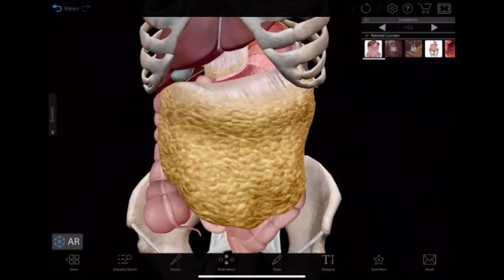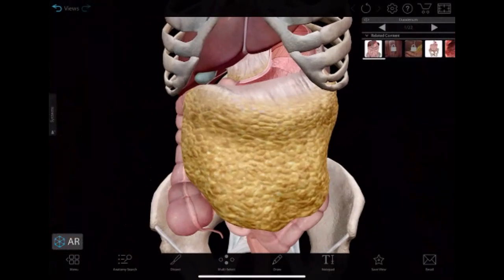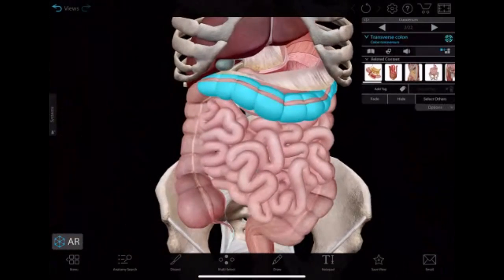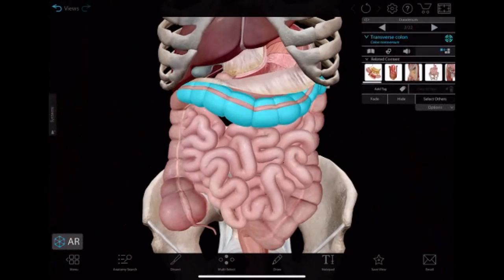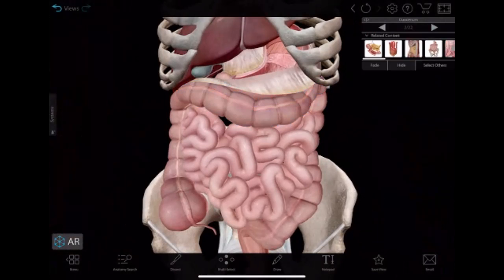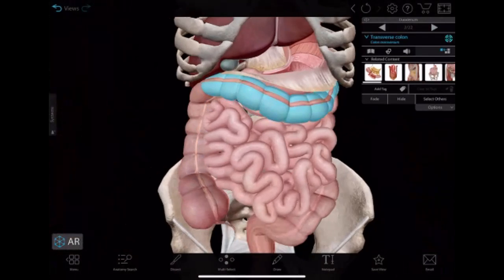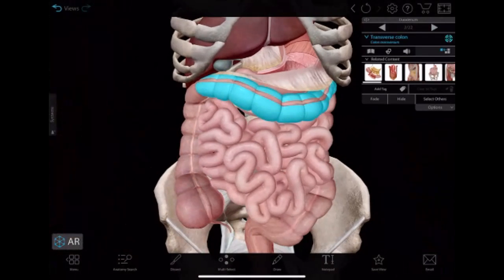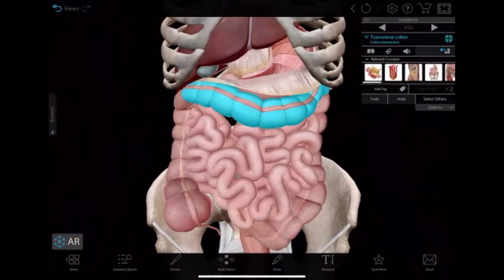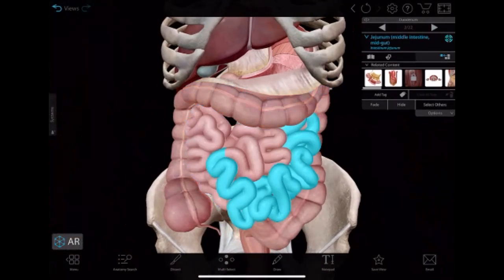So this is the lower gastrointestinal tract. If you remove the greater omentum, this will be the view. The large bore structures are the colon. That is the colon, the selected structure is the transverse colon, and the small bore loops are the small intestine.